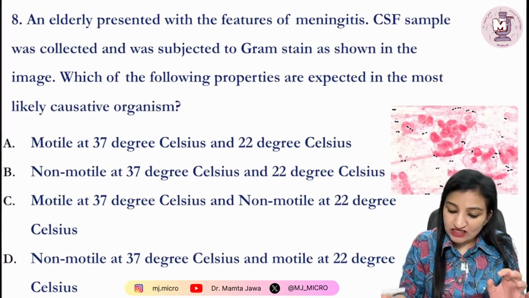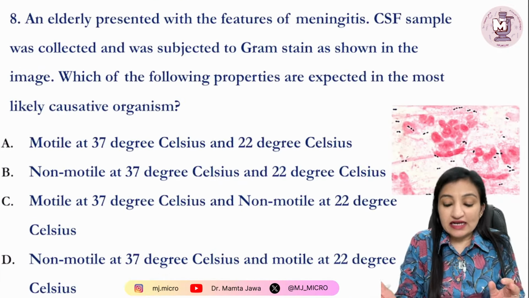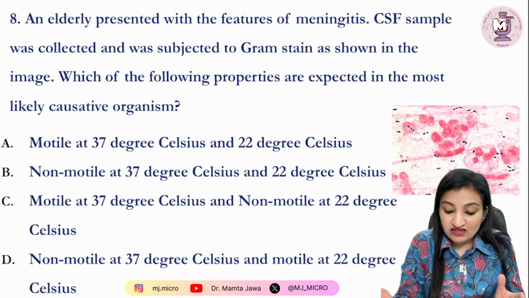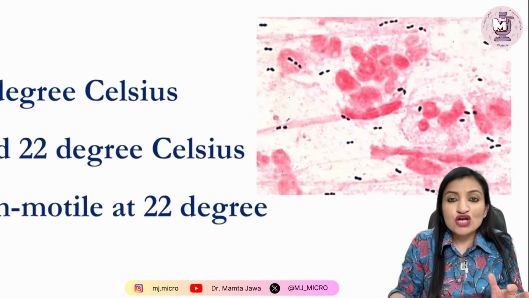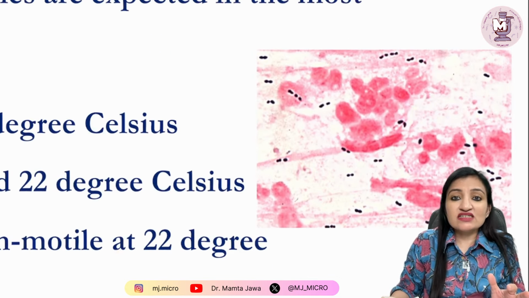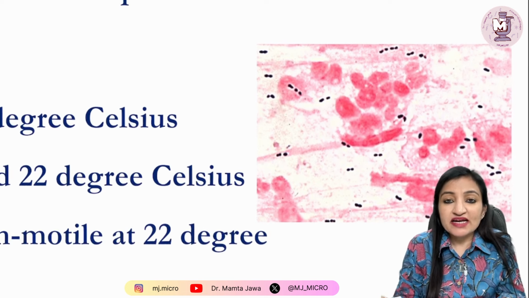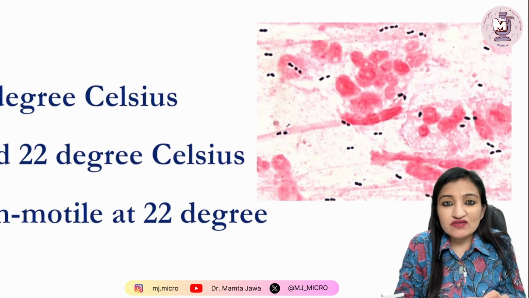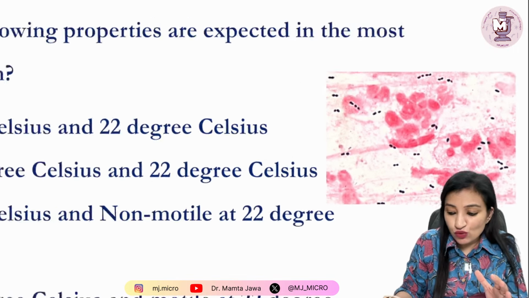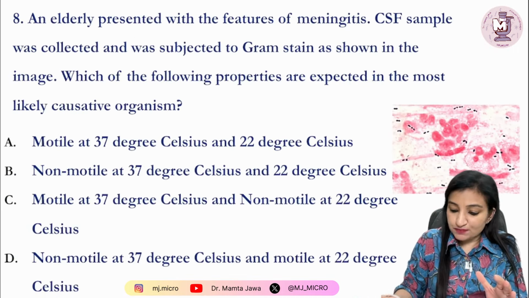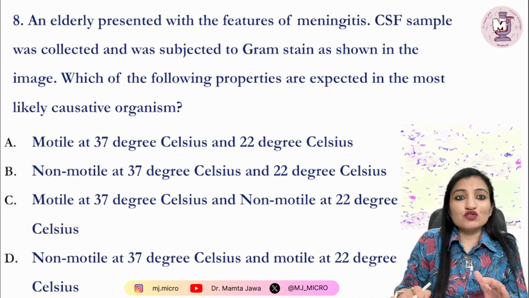ठीक है, तो क्वेश्चन क्या है, an elderly presented with the features of meningitis. CSF sample was collected and subjected to gram stain shown in the image, which of the following is true. So let me just zoom this image. So this gram stain shows you gram positive diplococci with a halo around them, which is going in favor of pneumococcus. ठीक है, pneumococcus.